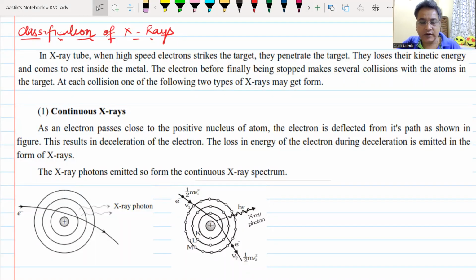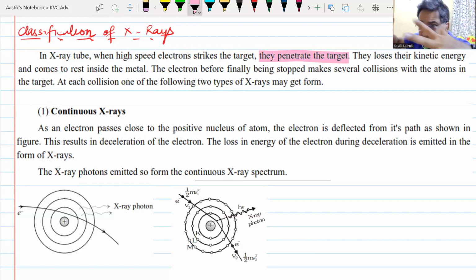Then we move on and see how X-rays are classified on the basis of the process by which they are produced. And what do you mean by the process they are produced? Now, we know how X-rays are produced. This is a target of high atomic weight and all those things, and these electrons are striking this target metal. Now, when these high-speed electrons strike this target metal, they are going to penetrate the target.